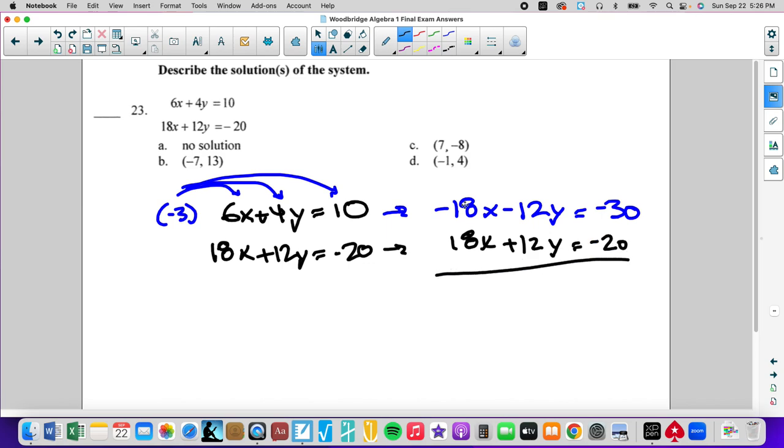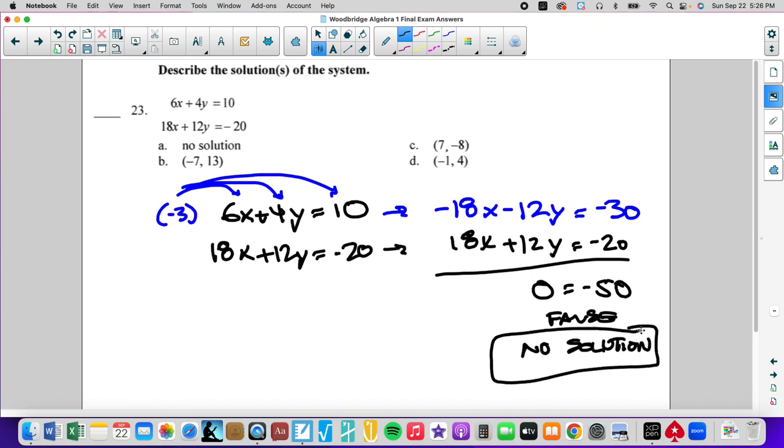And now I'm going to add them. These cancel. These cancel also. So I'm left with 0 equals negative 50. And what do we know about it? The variables canceled, and it gave me a false statement. So there is no solution. There is no place where these two lines, these linear equations, will intersect.